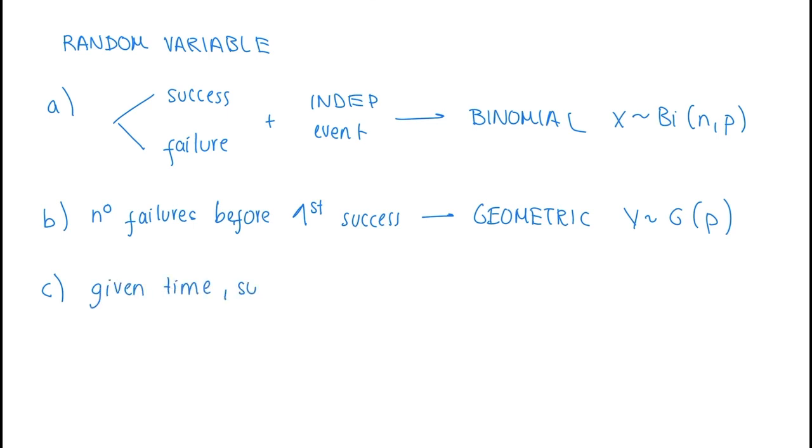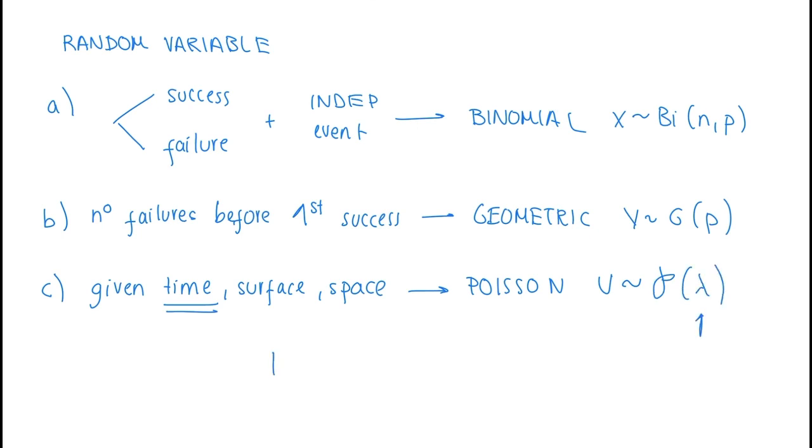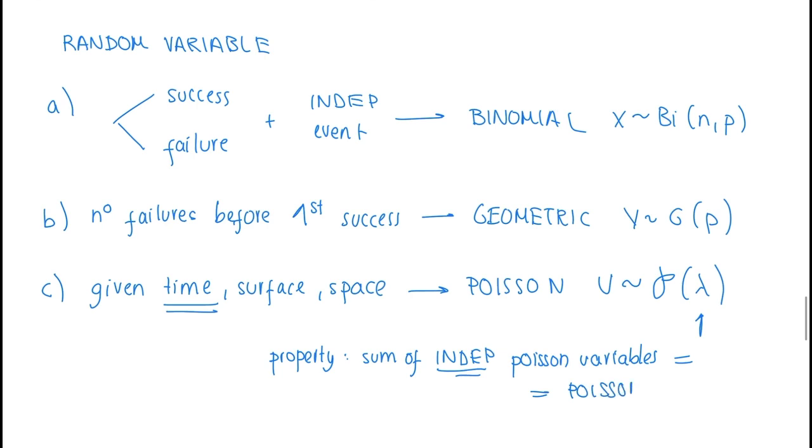For C, we know that given time, surface or space, we use a Poisson. In this case, we have been given the time. And so we use this probability distribution with parameter lambda, which is the mean. However, we were given the mean of 1 hour and we needed the mean of 8 hours. And due to the property that the sum of independent Poisson variables is equal to a Poisson variable, we were able to calculate the new lambda.